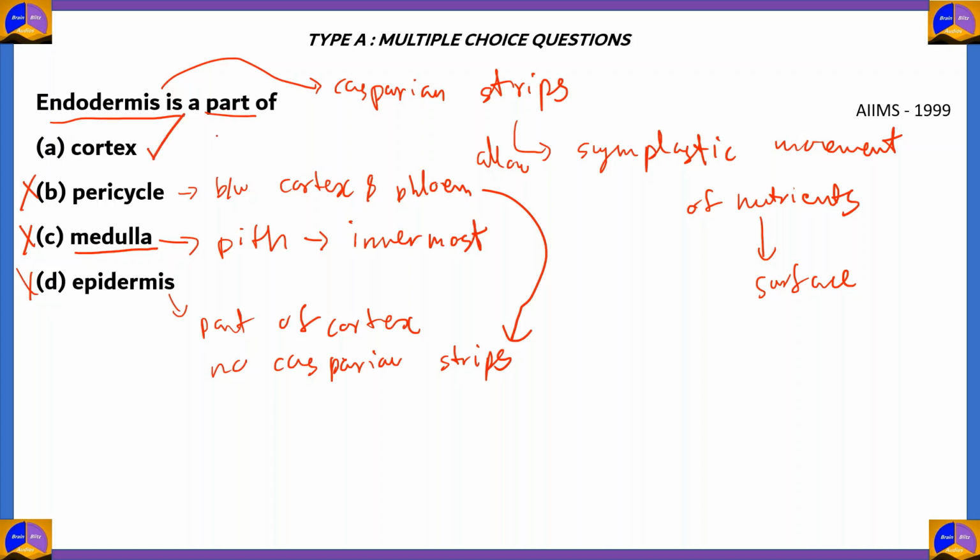Now, cortex refers to the general outer surface of the plant, which contains the endodermis, the epidermis, and in some cases, cork cambium. So it is the thick outer layer of the plant, which we call bark. And so cortex contains the endodermis, which has these Casparian strips for the symplastic movement of nutrients in the surface.